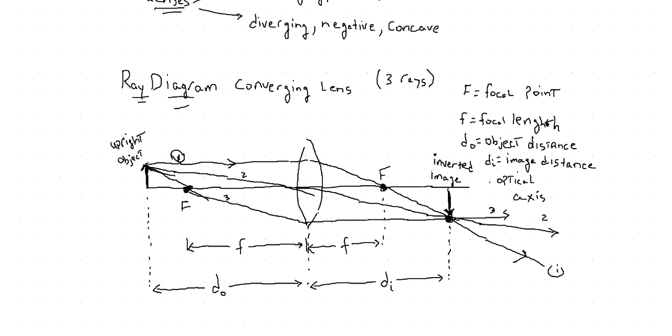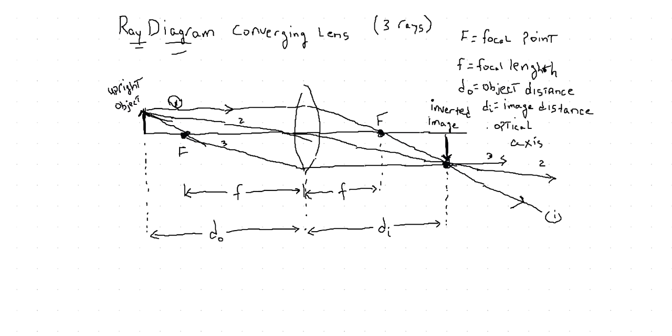Okay, so we have object distance, image distance, and focal length. All right, and when we have an object on one side, the rays will converge to make an inverted image on the other side of the lens. Okay, and the rays cross the optic axis at a point called the focal point.